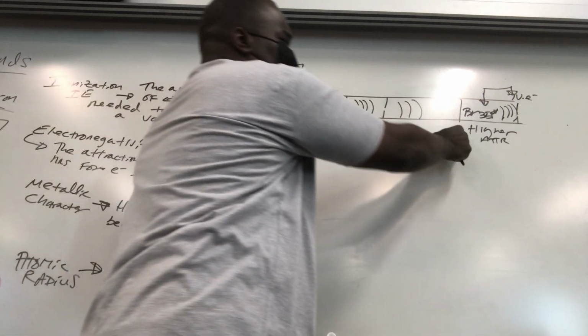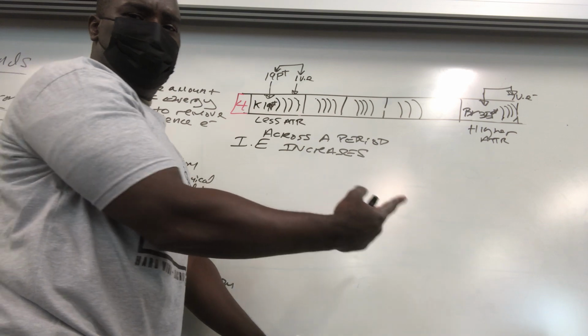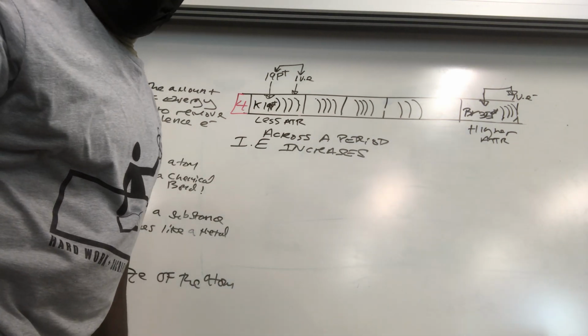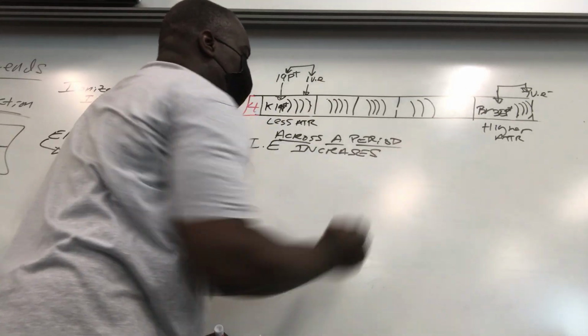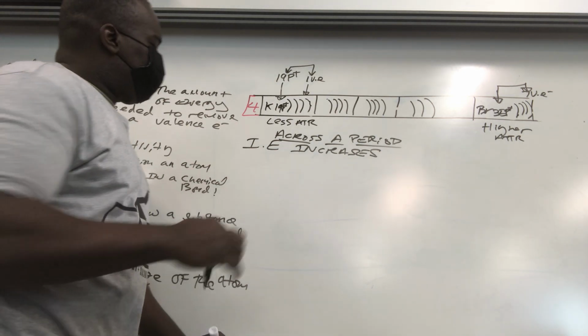Remember, that side is the non-metal side, right? And non-metals have higher ionization energies than metals. We're going to talk about metals and non-metals in another video. No problem. So we're looking at across a period. We just figured out ionization energy. Now let's jump to the next one.